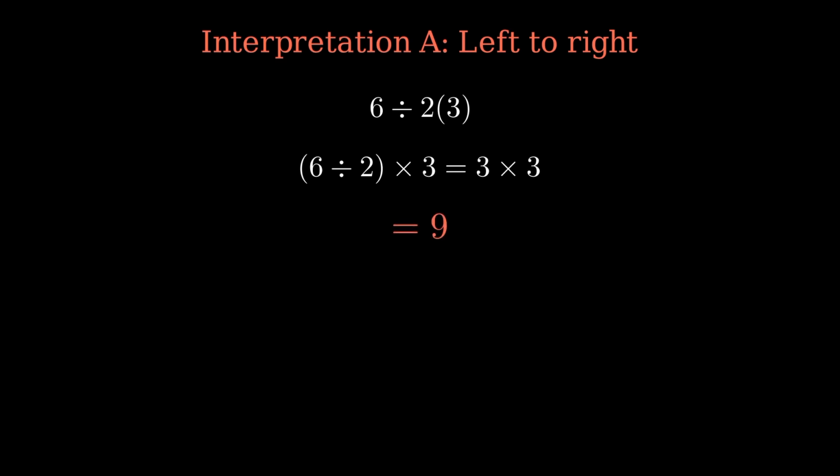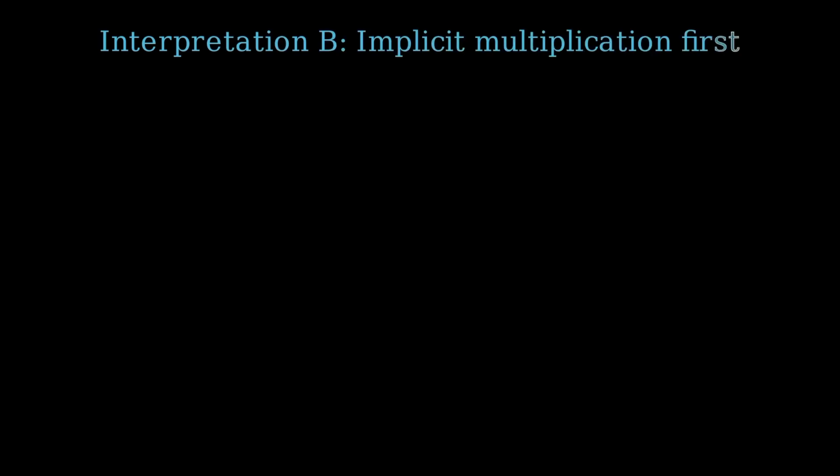Interpretation B treats 2, next to the parentheses, as a single glued together term. 2 times 3 gets solved first, as if it's one unit. So 2 times 3 is 6, then 6 divided by 6 is 1.